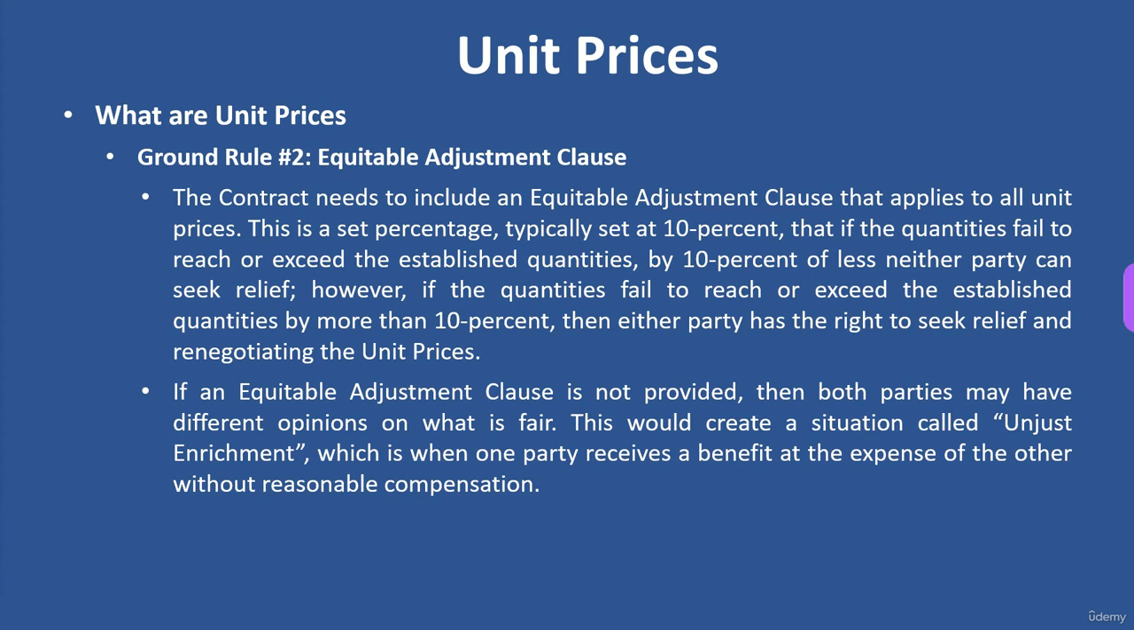If an equitable adjustment clause is not provided, then both parties have different opinions on what is fair. This would create a situation called unjust enrichment. That's a legal term you might see in some claims, which is when one party receives a benefit at the expense of the other without reasonable compensation. Basically it means one party made out with a much better deal while the other lost money. So to keep things fair, you have to have some type of equitable adjustment clause.